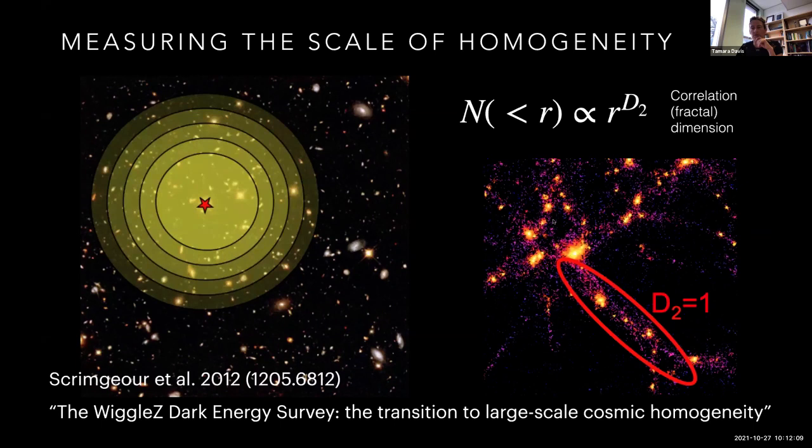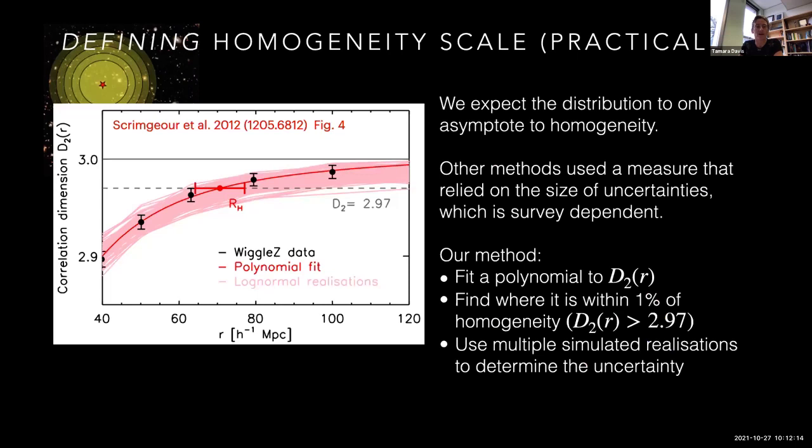So we had to think about how to define homogeneity. What do we practically mean? Because we only expect the distribution to asymptote to homogeneity, not actually reach it. Other people had looked at ways of defining this and used the size of the error bars on the measurement at a particular radius: if your error bars were within 1% of the homogeneous value or whatever, then you could call that homogeneous. But that makes it very survey dependent, and the size of your error bars matters.